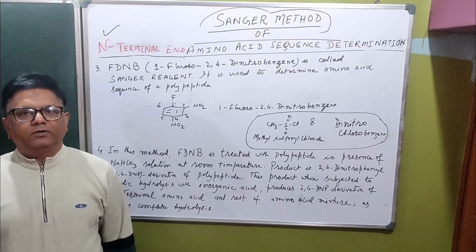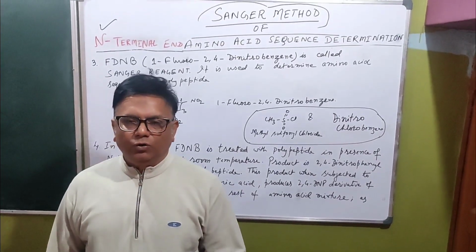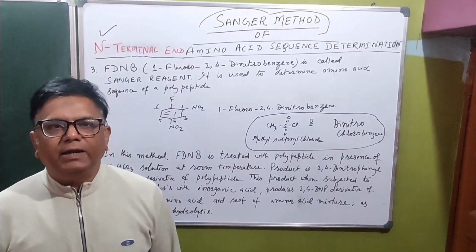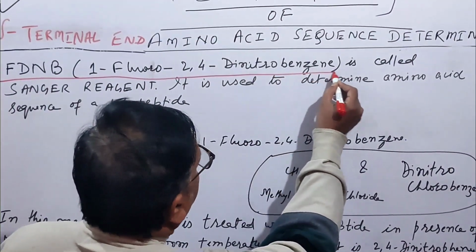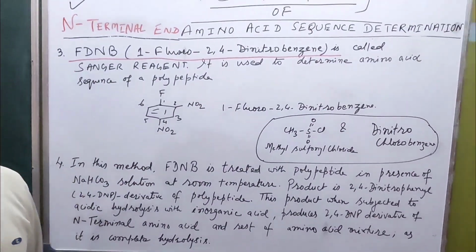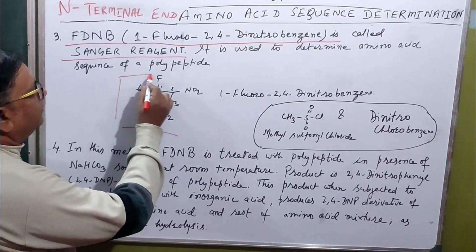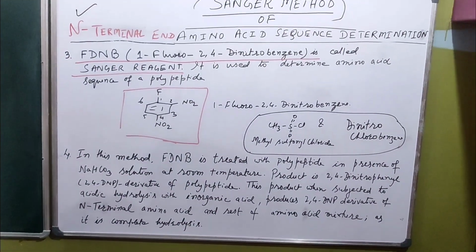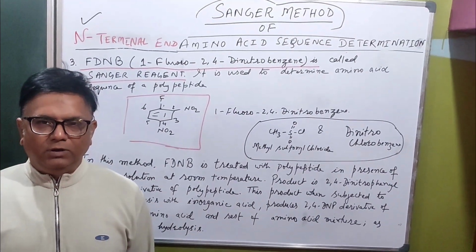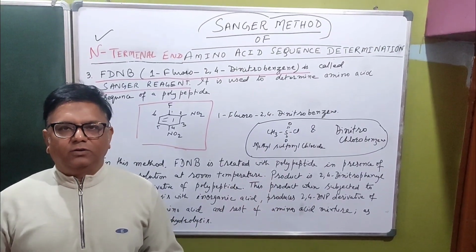This method used FDNB, that is 1-fluoro-2,4-dinitrobenzene, as its reagent for determination of amino acid sequence. So you can also call it FDNB. That is your Sanger reagent, and you can see the structure here of 1-fluoro-2,4-dinitrobenzene.